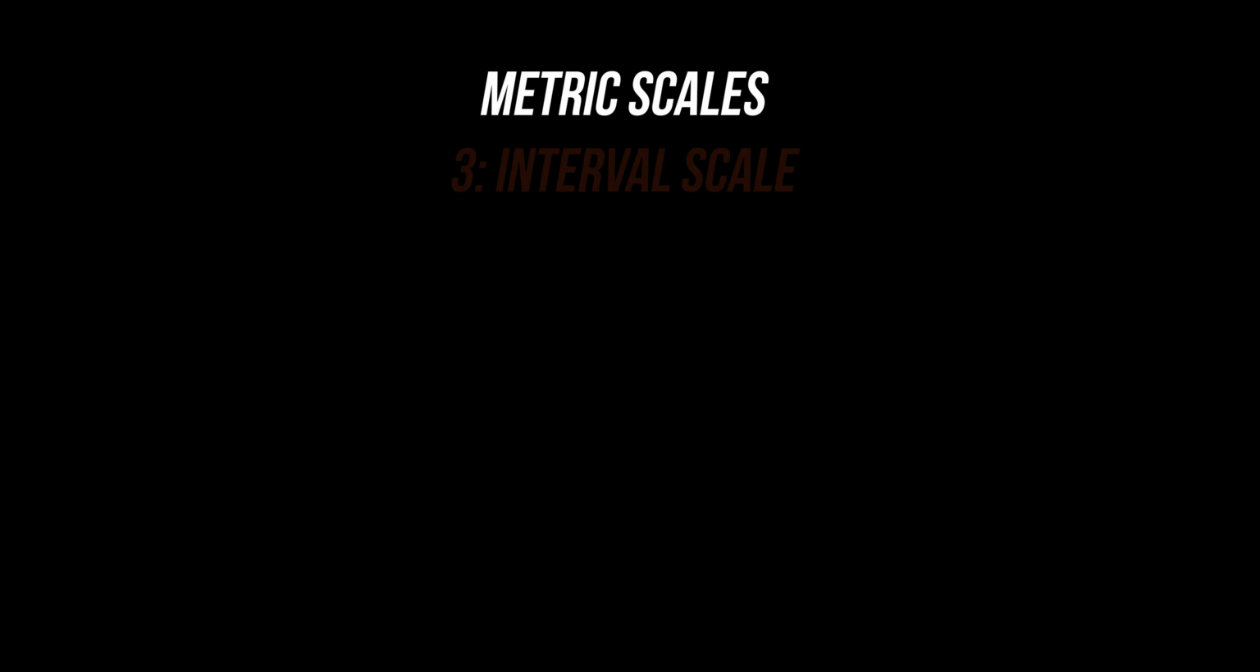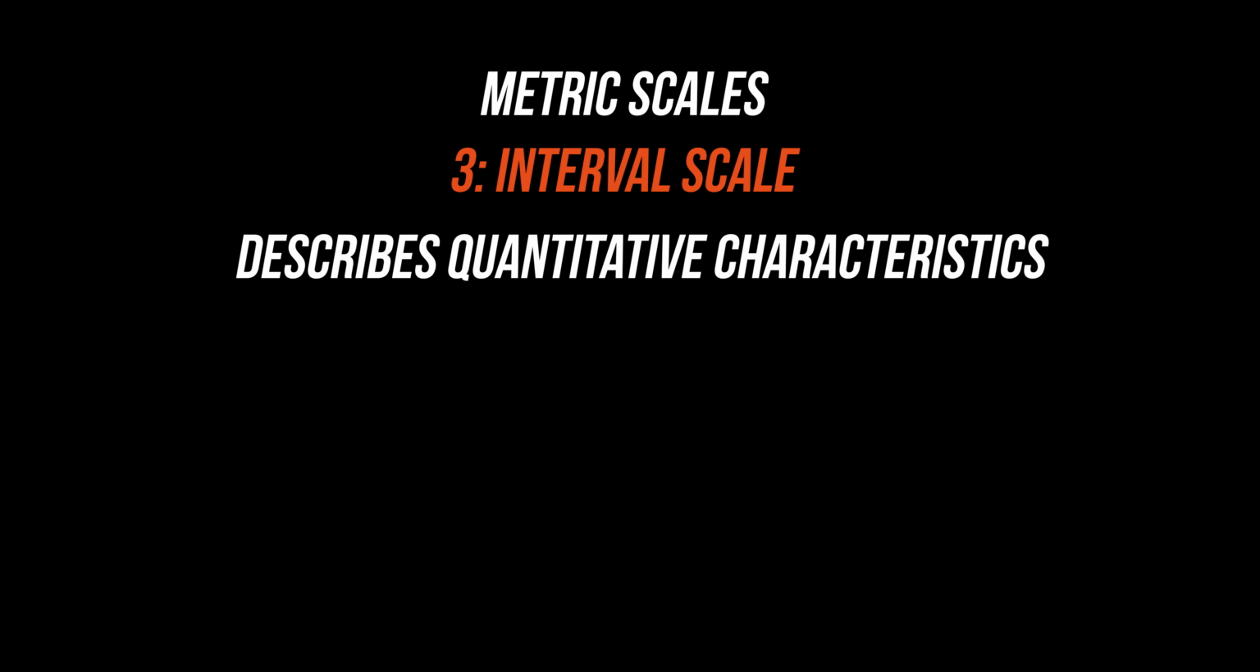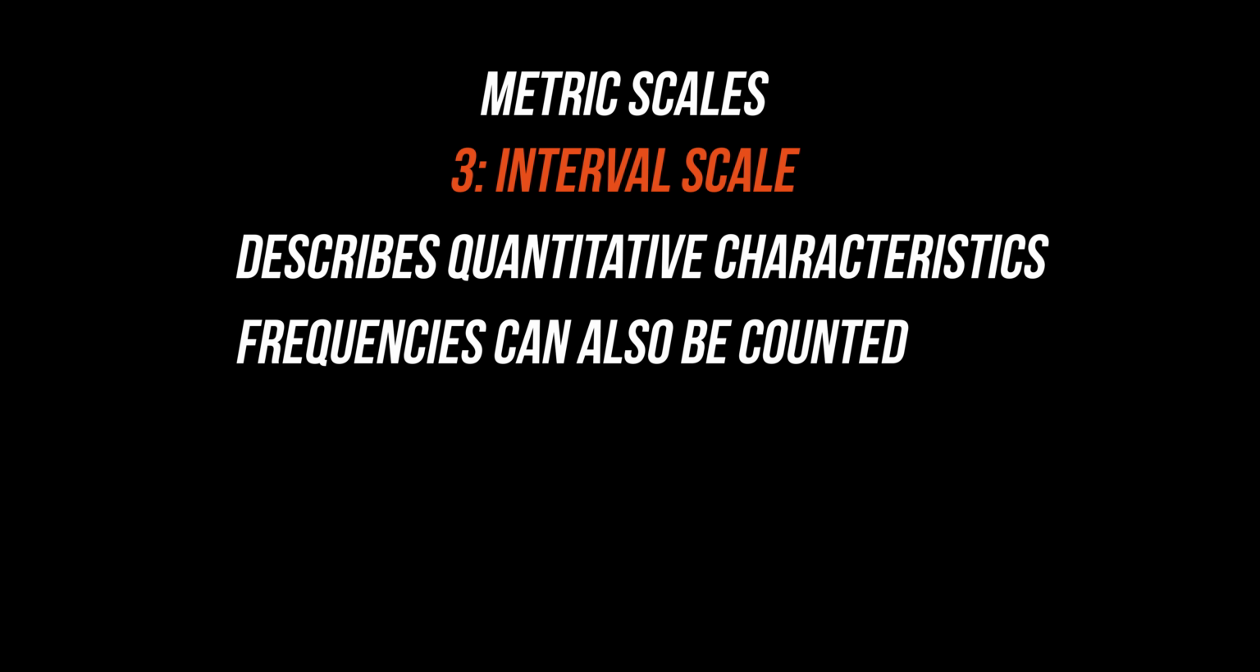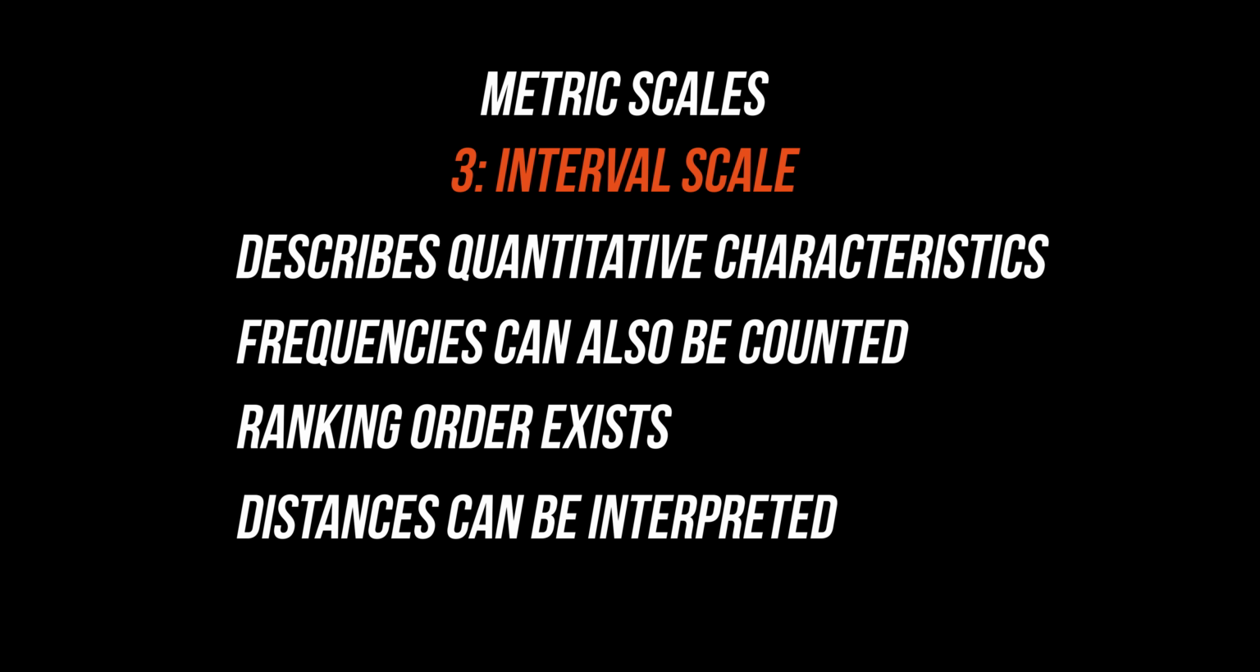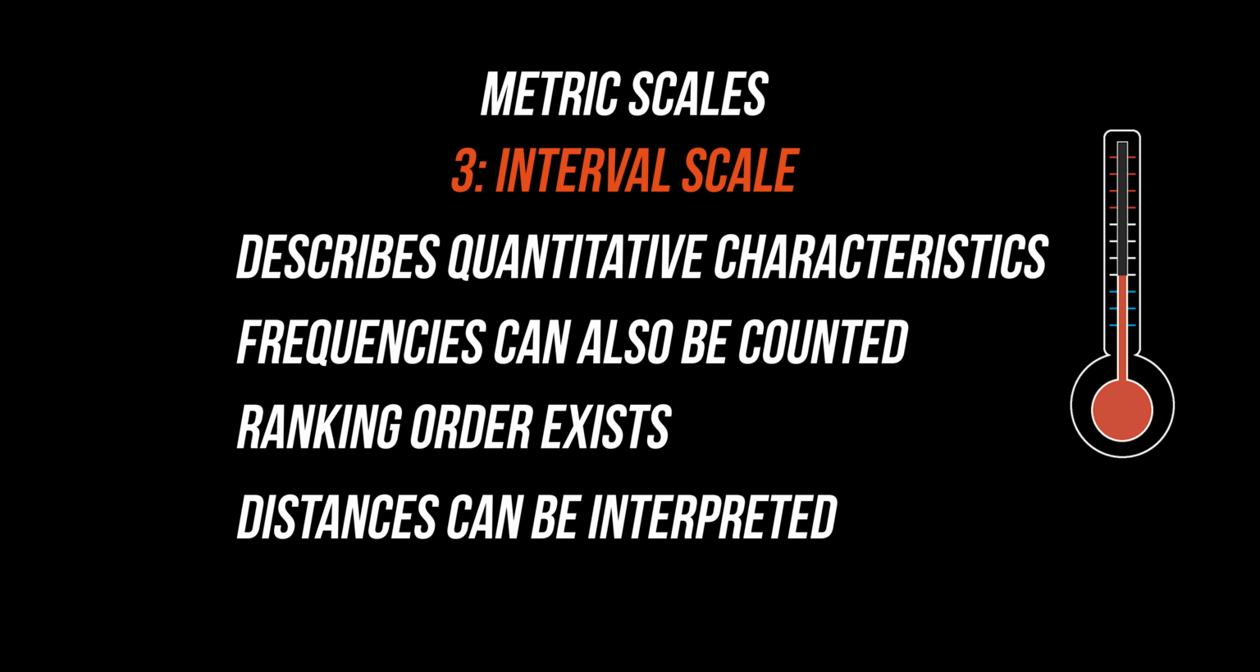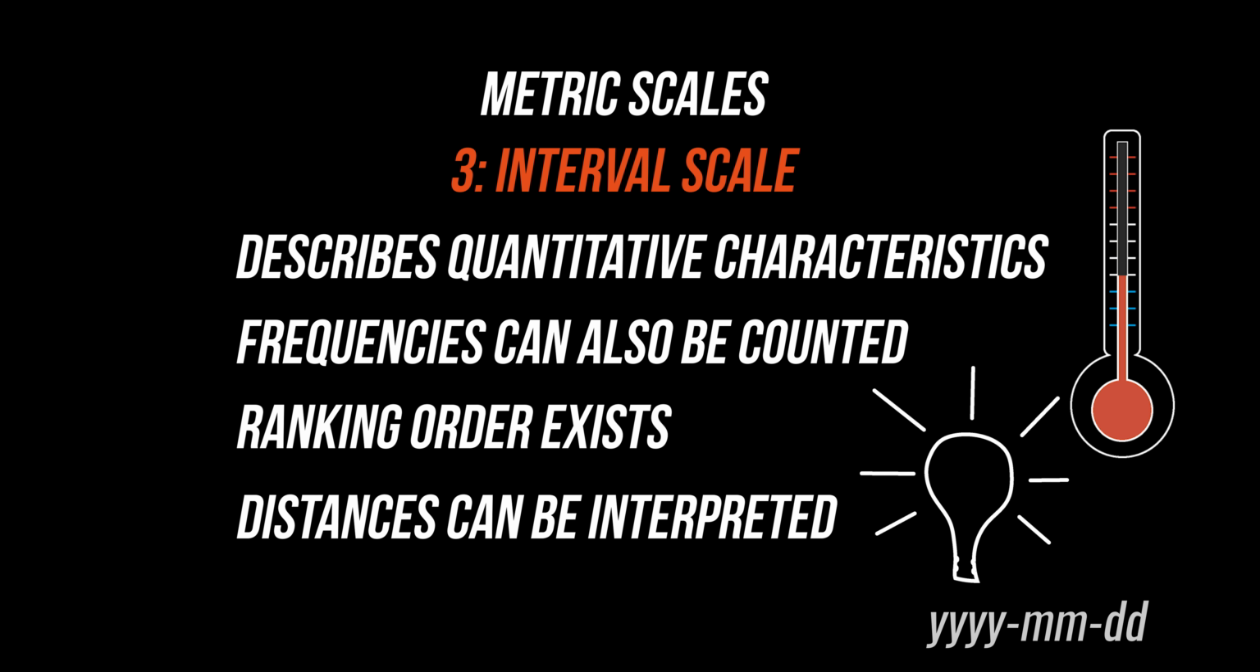We have now arrived at the metric scales, and the first to be mentioned here is the interval scale. It describes quantitative characteristics of variables. You can also count frequencies and form a ranking, but the distances between the values can be interpreted. With the interval scale, the 0 point is set artificially. Examples of this are the temperature in degrees Celsius, the IQ, or the date.